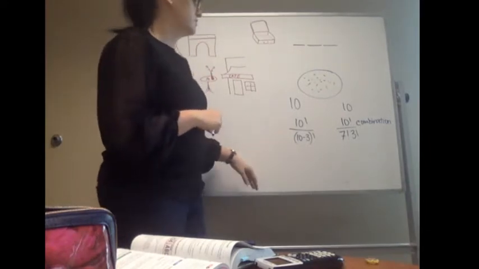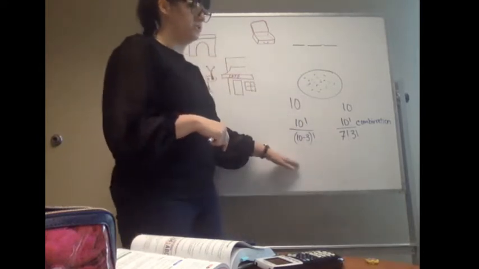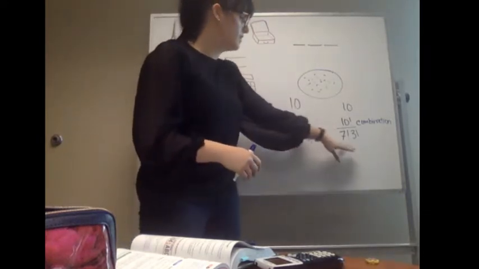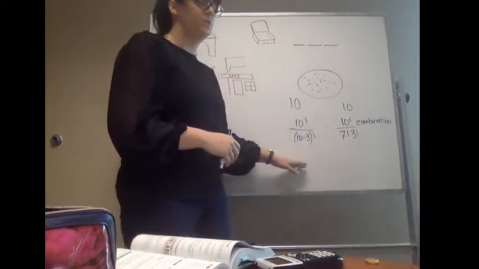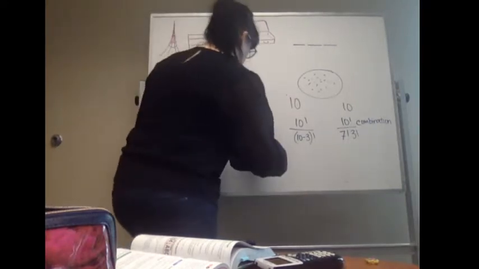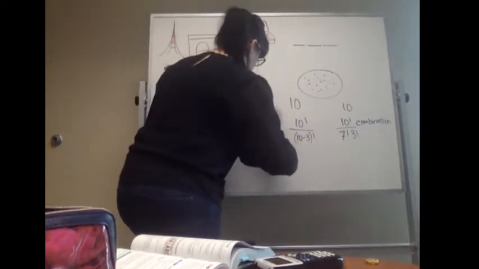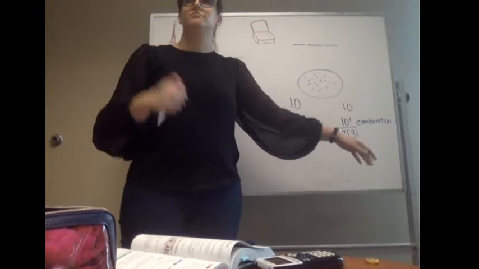So there are fewer possible results from a combination than there are from a permutation. And that makes sense because we're dividing by a larger number in the combination. When dividing by a smaller number, the answer is bigger. So this is a permutation. Permutation, combination.